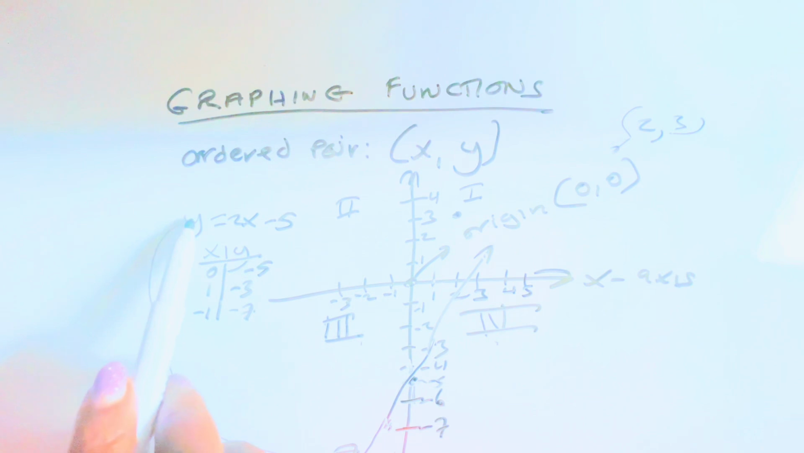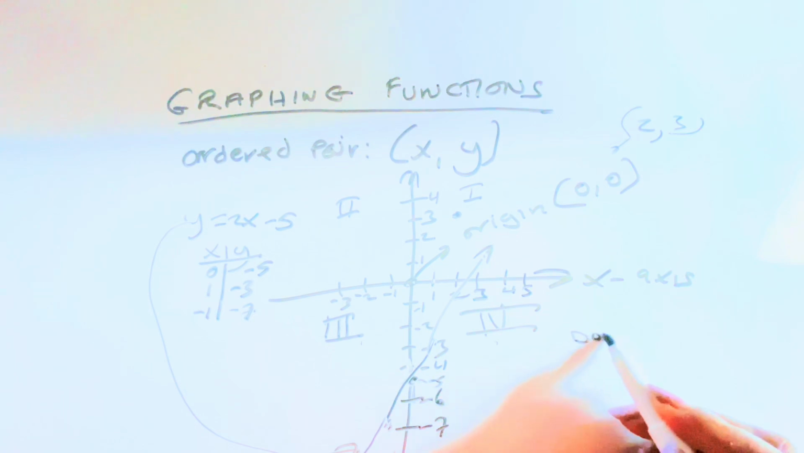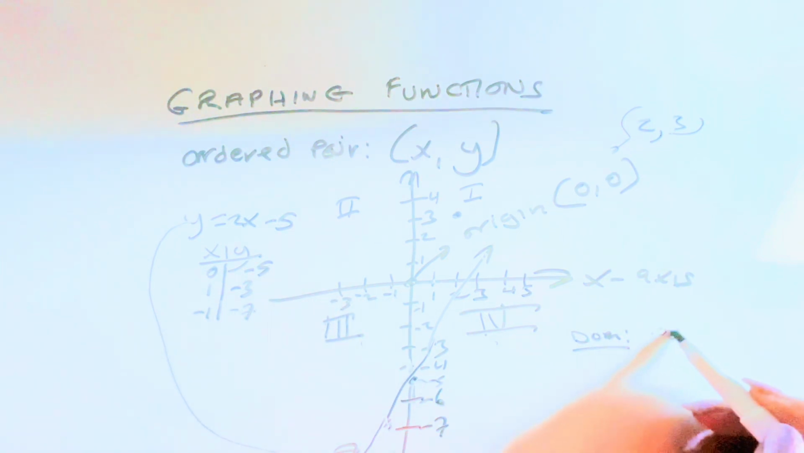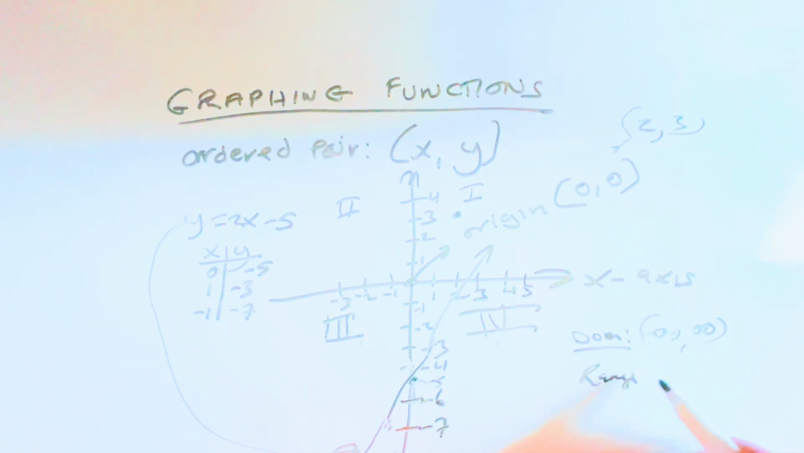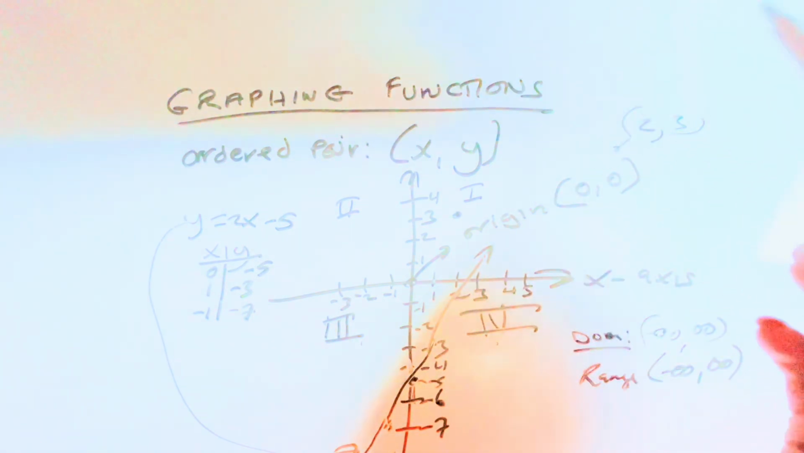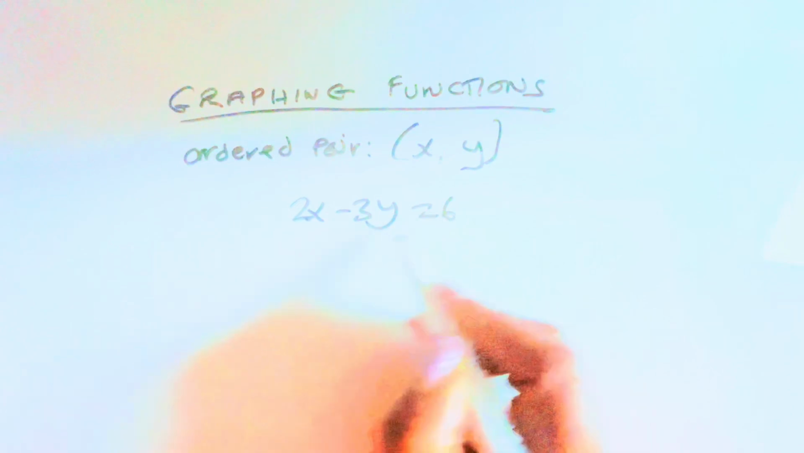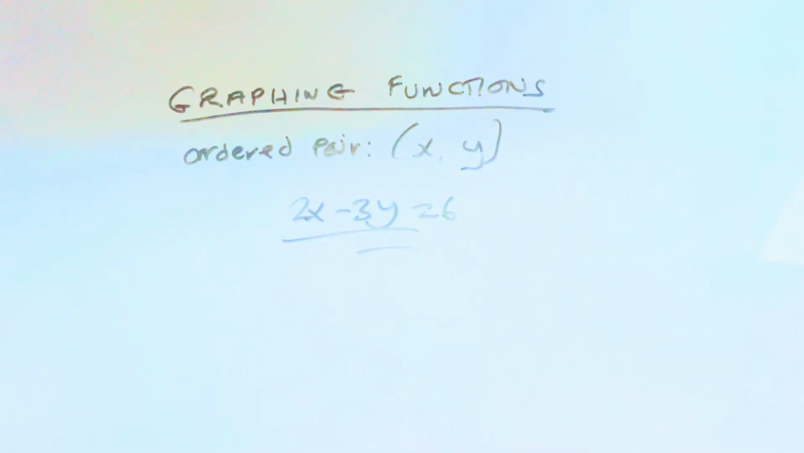This line is identified by the function y is equal to 2x minus 5. You can also find the domain and range. As we discussed previously, the domain is going to be from negative infinity to positive infinity, and the range is also going to be negative infinity to positive infinity, because this line continues forever in either direction. On your own, graph 2x minus 3y is equal to 6, and then find the domain and range.